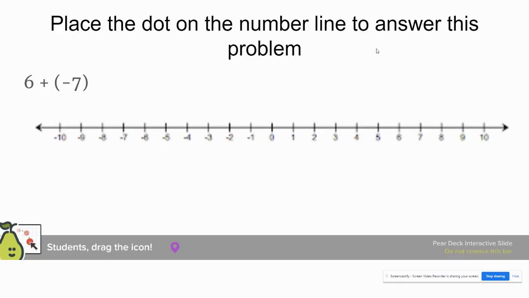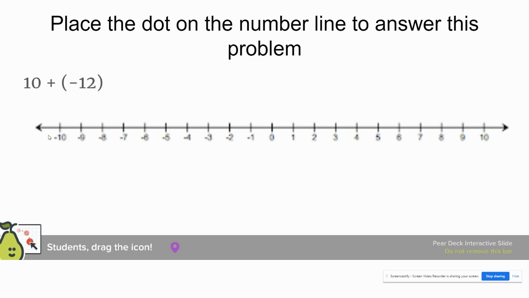Place a dot on the number line to answer this problem. Again, you can't do that, but what is 6 plus negative 7? And hopefully you came up with negative 1. Negative 15 plus 19. Well, the 19 is a larger number than 15, and there's 4 difference between 15 and 19, so the answer would be positive 4. I would go 19 to the right, and I'd come 15 back and end up at positive 4. Or in this case, I'd go 15 to the left, come back 19, and end up at positive 4.